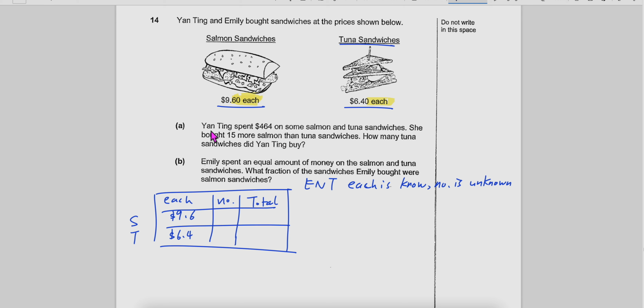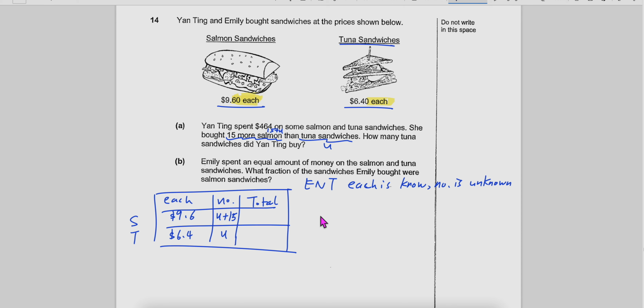They say Yanting spent $464 on some salmon and tuna sandwiches, and she bought 15 more salmon. So 15 more salmon means the plus 15 should go to the salmon, right? So if tuna is U, salmon will be U plus 15. Does it make sense? Because they say 15 more salmon than tuna. So if U is tuna, salmon will be 15 plus U.